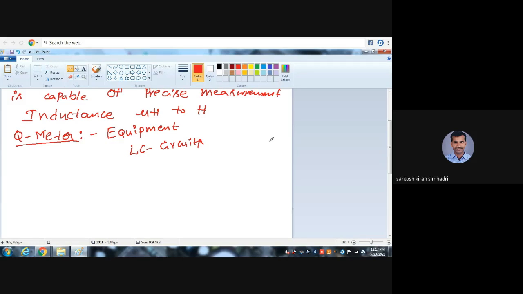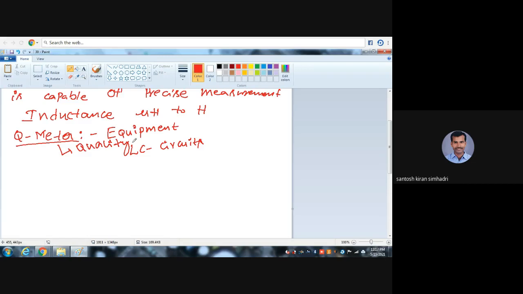The Q meter measures the Q value, the quality factor. What is the full form of Q? It is called quality factor, which expresses how much energy is dissipated per cycle in a non-ideal reactive circuit, either resonant or non-resonant. There is no issue.